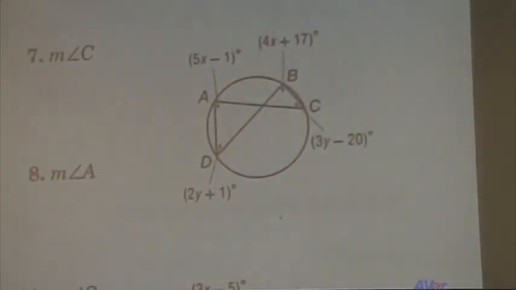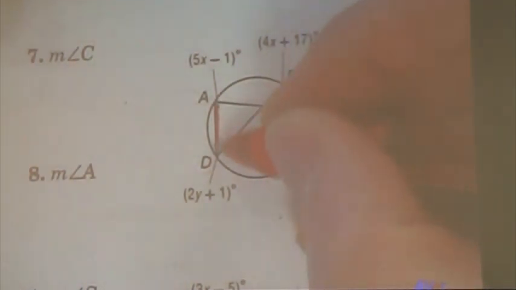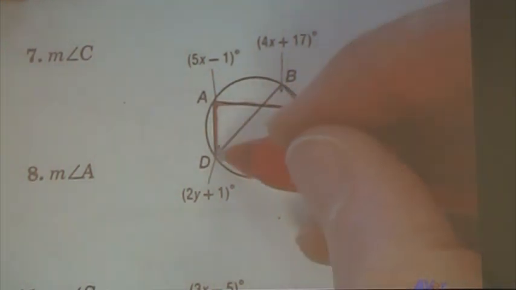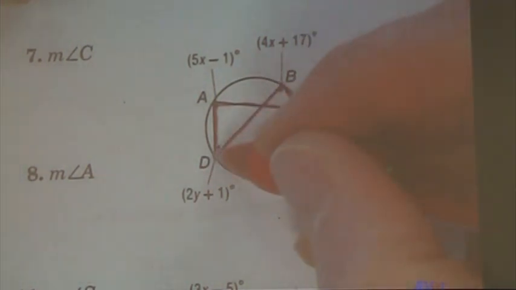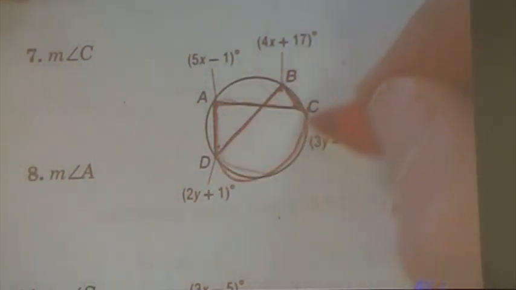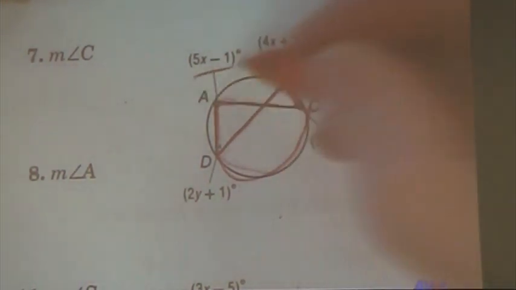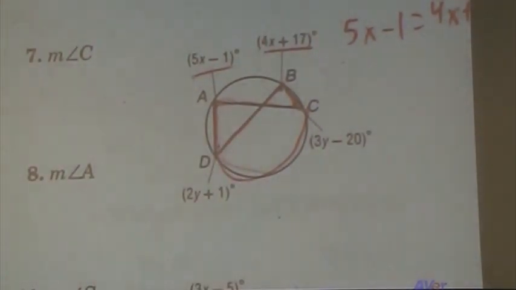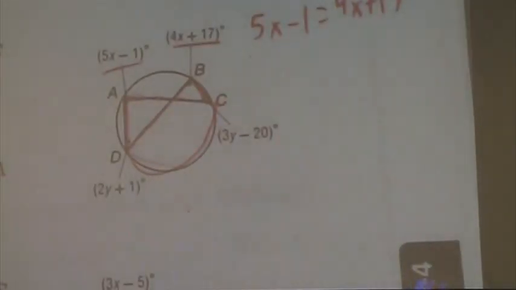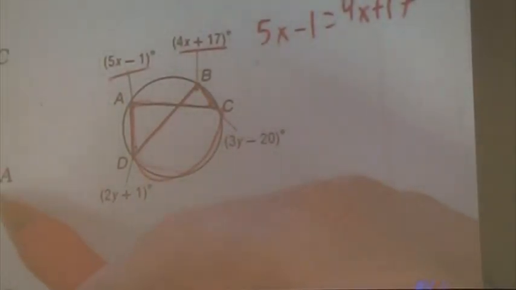So right here, see how this DAC angle uses this arc, and angle CDB uses the same arc. You see that? This arc and this angle, same arc. Because those two angles make the same arc, that means they are congruent. So we can go 5x minus 1 equals 4x plus 17. It looks like you'd have to solve that and then plug it in for A to find A.